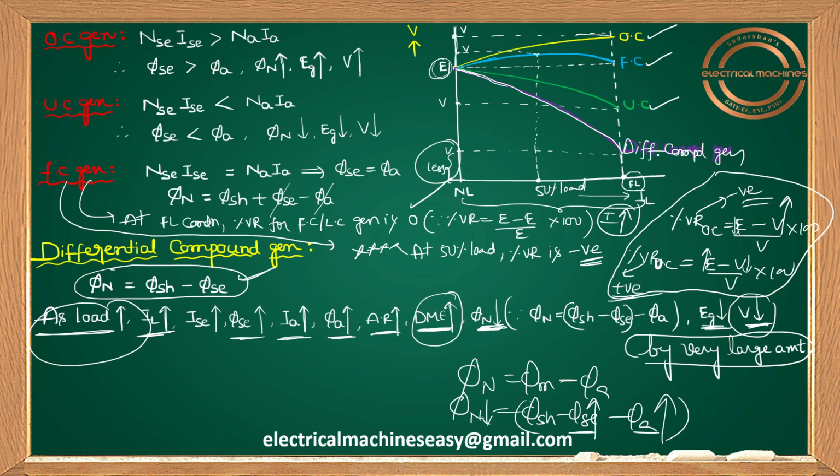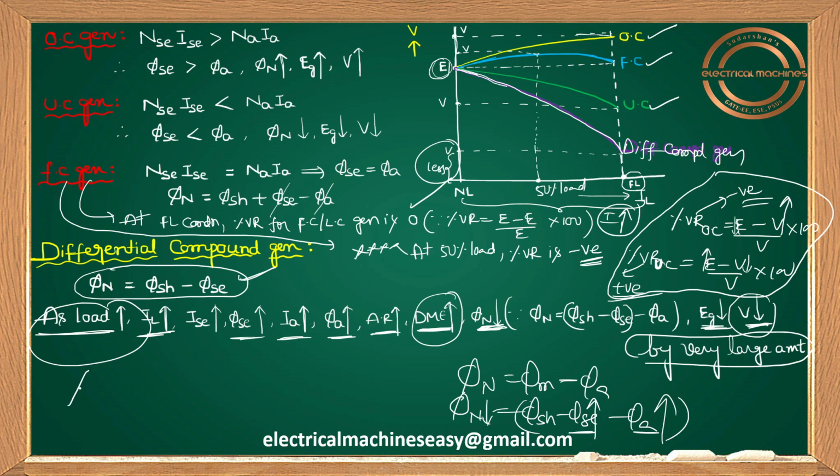That's why the differential compound generator is used for arc welding applications. For welding applications I need a large current, low voltage, which we get from the differential compound generator. So obviously I can use the differential compound generator for welding applications. Okay guys. And one more thing.